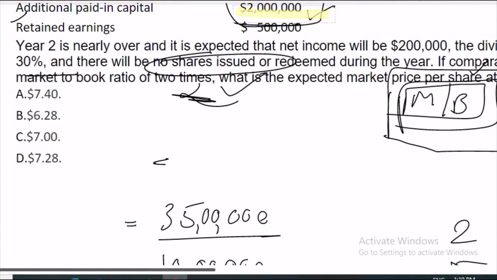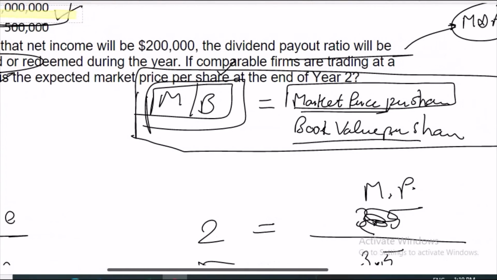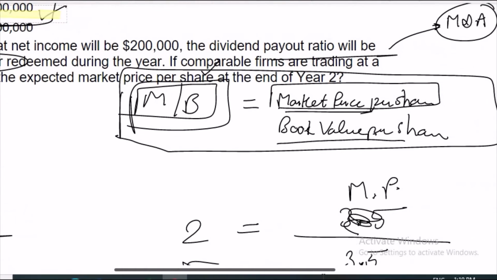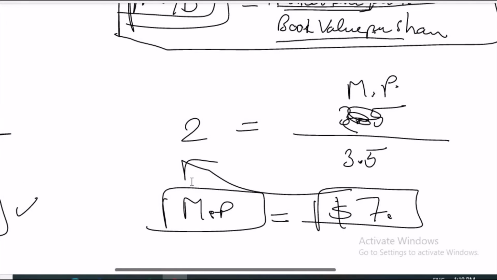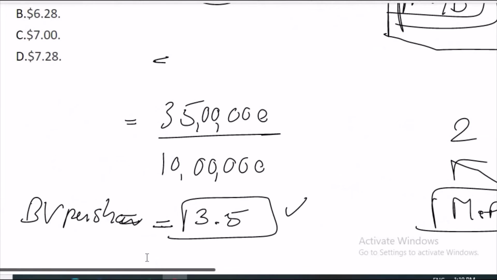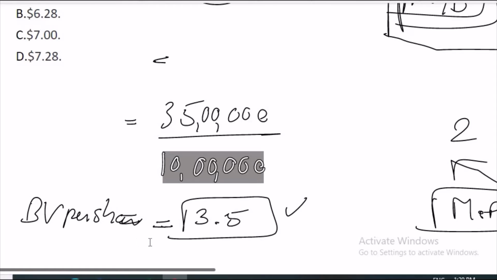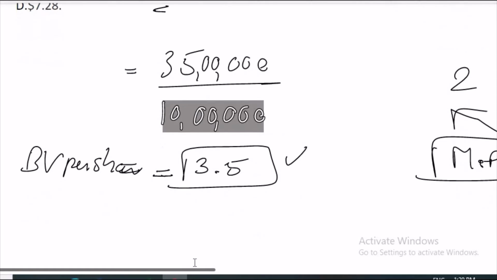The payout will be 30%. No shares were redeemed during the year. Trading in the market to the book ratio is expected to be 3.2. The market price is 7. So 3 lakh 35 lakh divided by 10 lakhs, that is book value per share is 3.5.